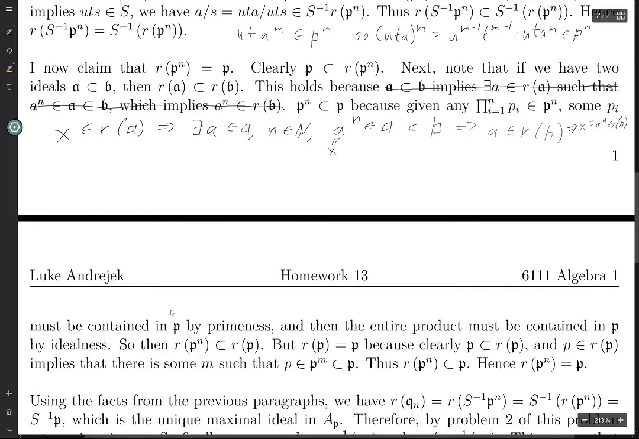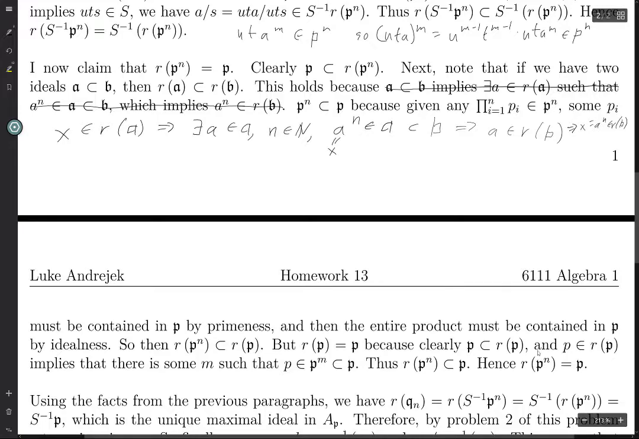Alright, so combining that with the fact that A contained in B implies R of A is contained in R of B, P to the n contained in P implies R of P to the n is contained in R of P, but now R of P is equal to P. Clearly P is contained in R of P. That's just a specific case of this inclusion right here.